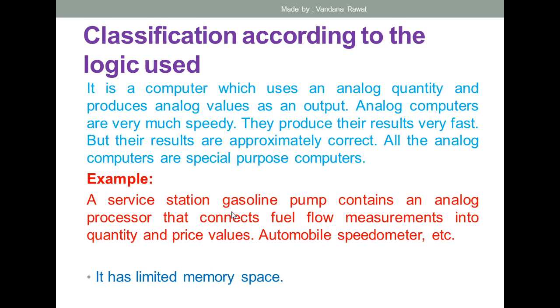Then if I talk about the features or the disadvantages of this analog computer, I can add that it has limited memory space and it is not versatile in nature, because you are performing only some specific functions with the help of this analog computer. So this was all about the analog computer, where you are measuring analog signals, taking continuous measurement of any physical property. So this is all about analog.